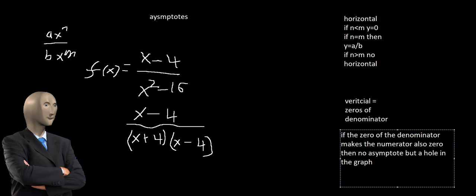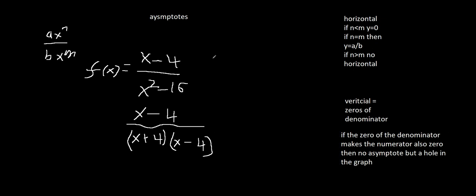If the zero of the denominator makes the numerator also 0, then there are no asymptotes, but there's a hole in the graph at that location. And I'll show you guys what that looks like in a bit. But for this one, basically what we'd see here is that the asymptote would be, I'm going to write this on the side where I'm not going to delete everything, so we'll see.